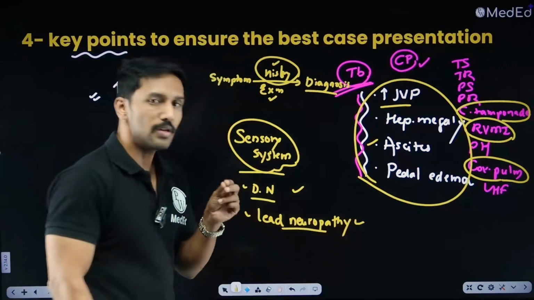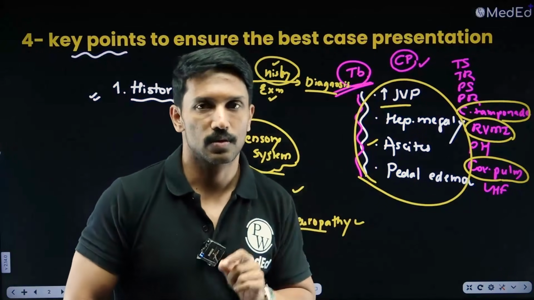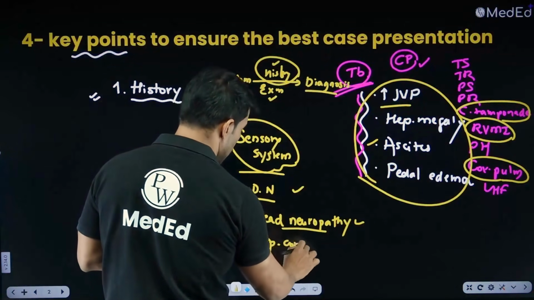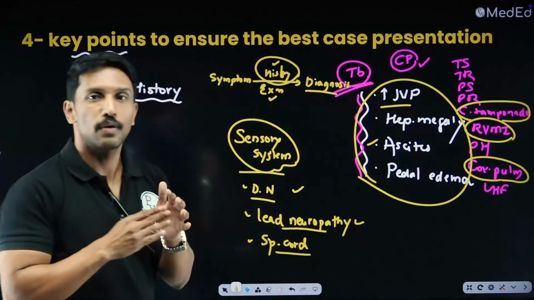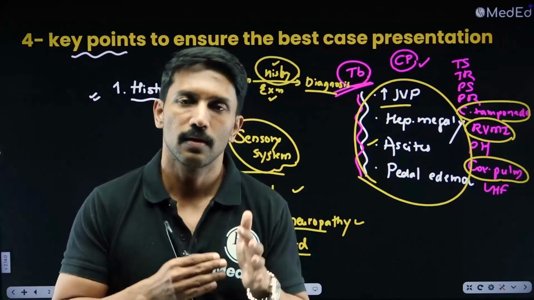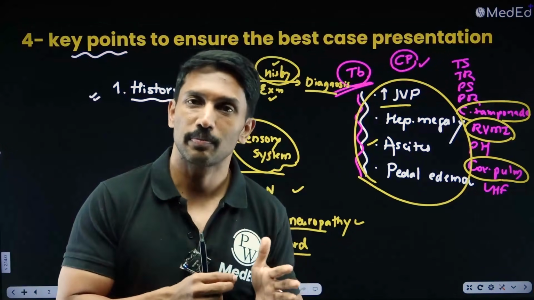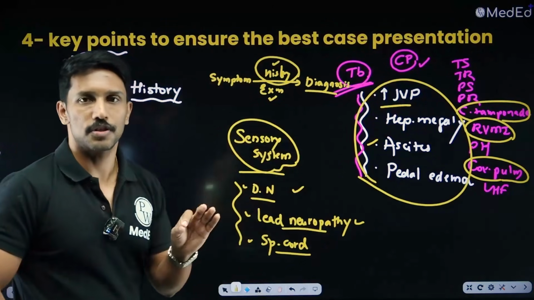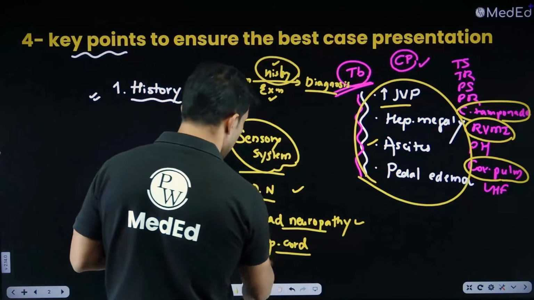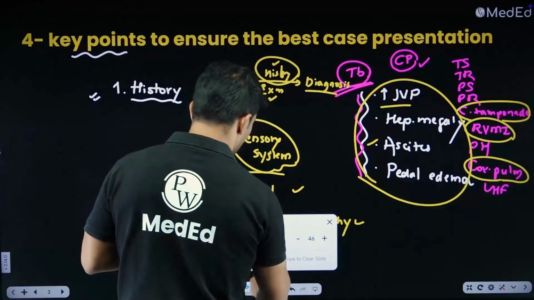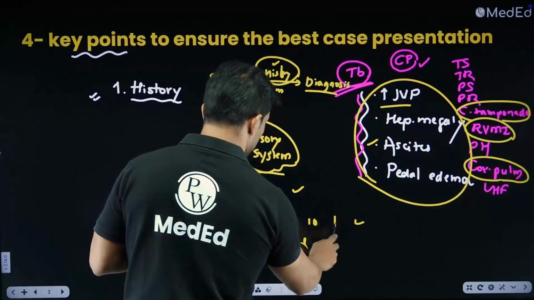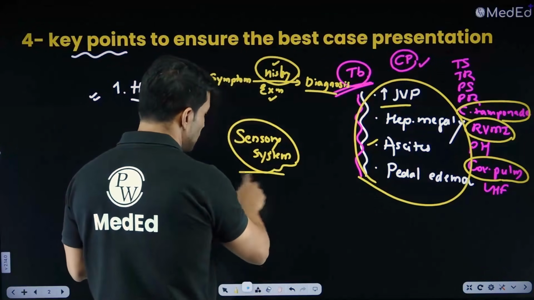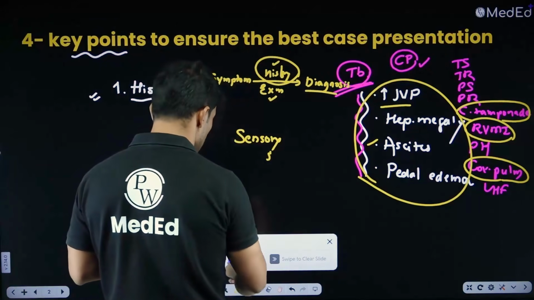So we are making an attempt to make the history make more sense to us, right? Then what else can I think of in the sensory system? I can also think about a spinal cord lesion. So I will ask whether he has any history of trauma to the spine, and I will also ask if there is any history of back pain. So I'm trying to figure out if I can zero in on something at the level of history, right? So the first thing is to attempt, at the level of history, to figure out possible causes, and then document relevant history that supports or refutes the possibilities that you're thinking about.